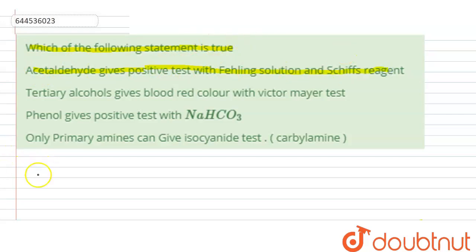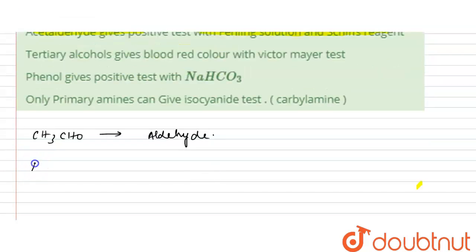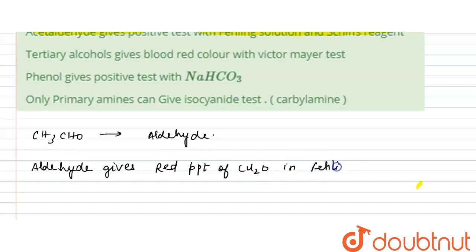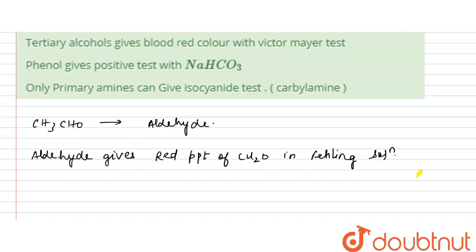We know very well what is the formula of acetaldehyde. It is CH3CHO. So the functional group which is present here is aldehyde. The test of aldehyde is that aldehyde gives red PPT of Cu2O in Fehling solution, right? So definitely CH3CHO, that is acetaldehyde, will give red PPT and hence it will give positive test with Fehling solution. So first statement is correct.